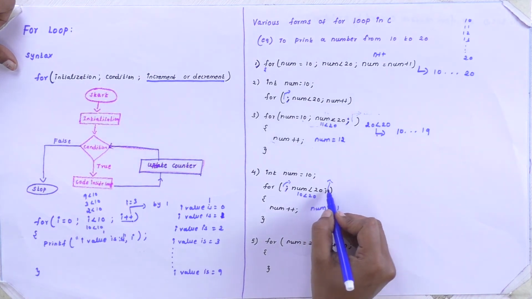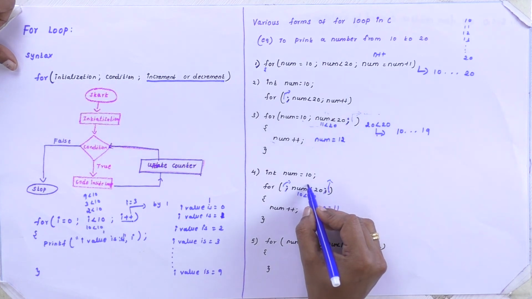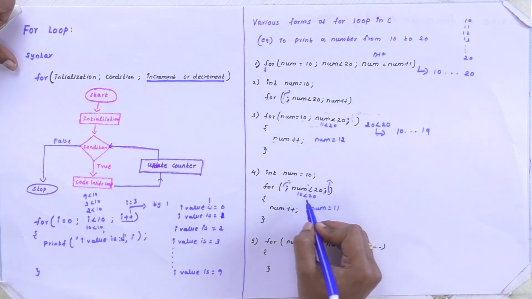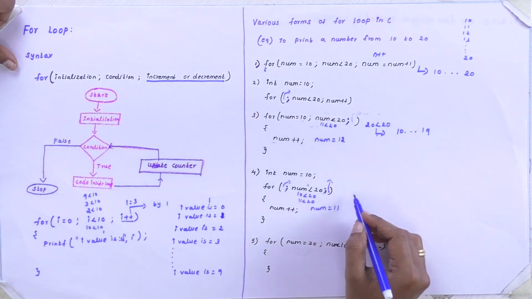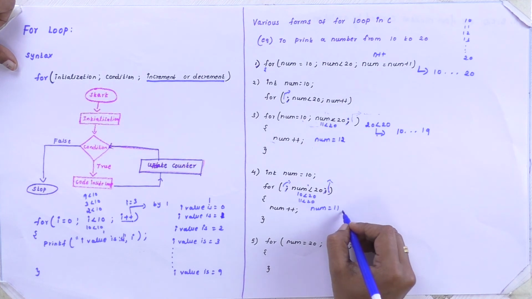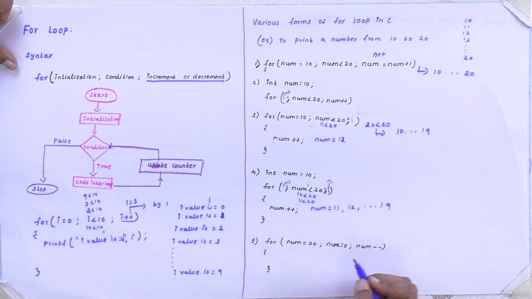Again it will come for the update counter. I didn't mention any update counter, but you have to mention the termination part. So again it will come for condition checking. 11 less than 20, the condition is true. It will execute up to the value 20. So the output will be 11, 12, 13, 14 up to 19.